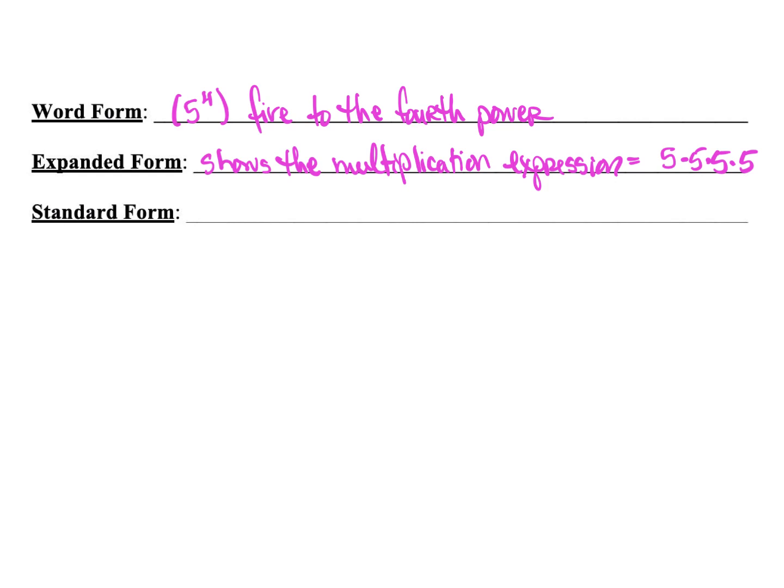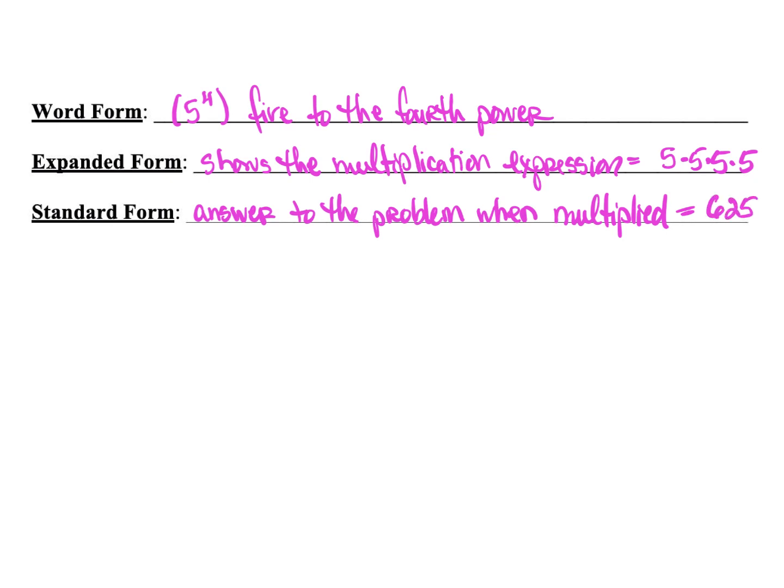And then standard form is the answer to the problem when multiplied. So if we did 5 times 5 times 5 times 5, the answer would be 625.